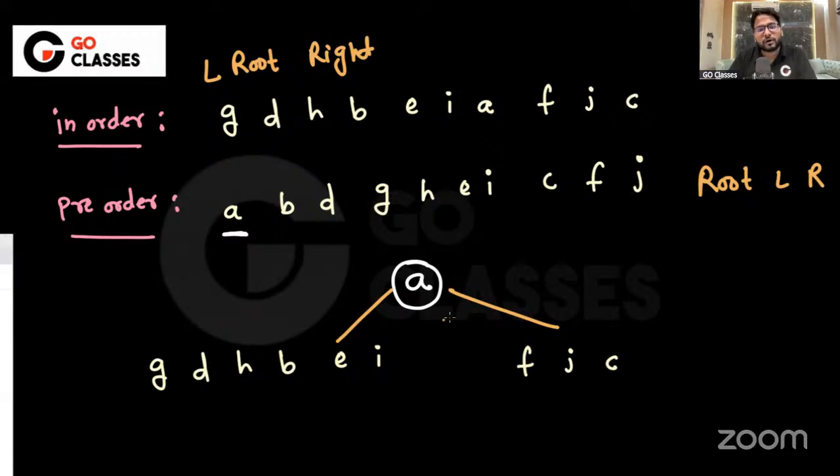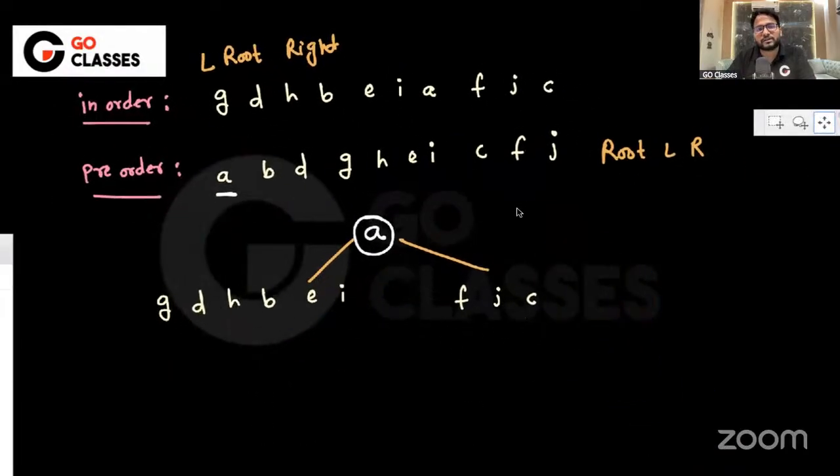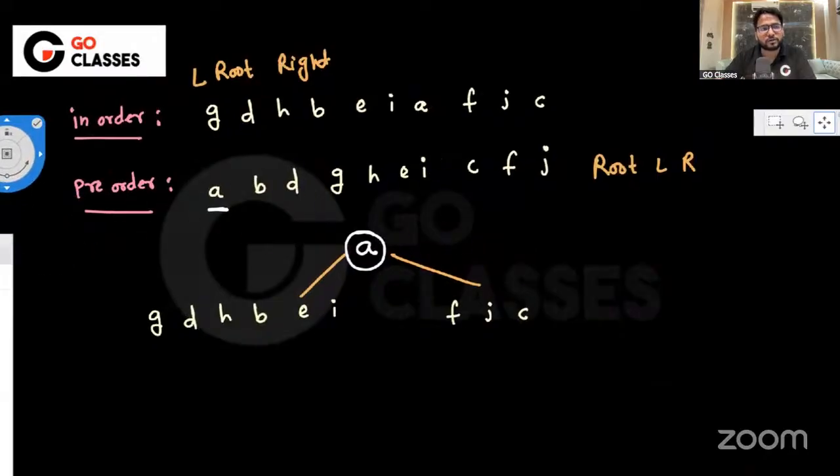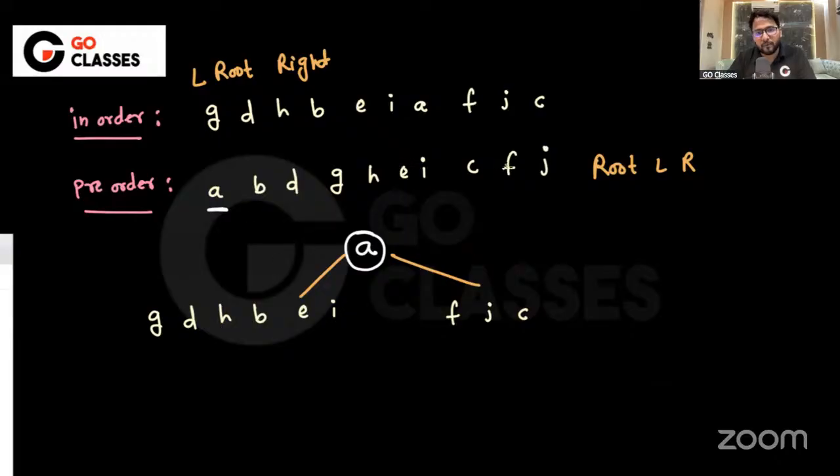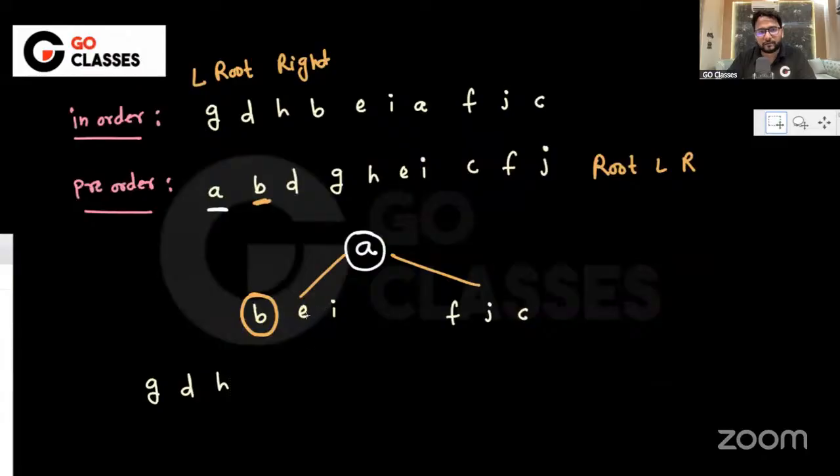Now you tell me, given this, what is the root again? Our steps will be the same. The step is that first we find out the root using the pre-order. So what is the root among these all? If you notice G, D, B, G, D, H, among all, B is coming first. Whatever is coming first is the root. So this is the root again. This is on the left and this is on the right.